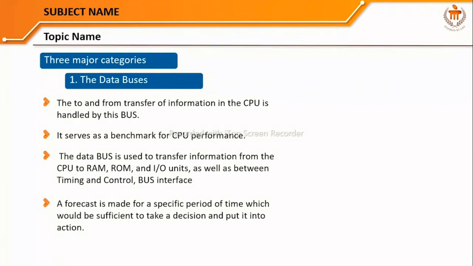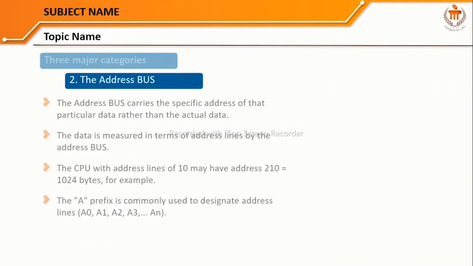There are three major categories. The first one is the data bus. What is a data bus? The data bus transfers information on the CPU. It is handled by the buses. The transfer is sharing the information by the buses.